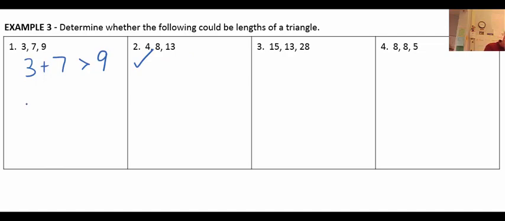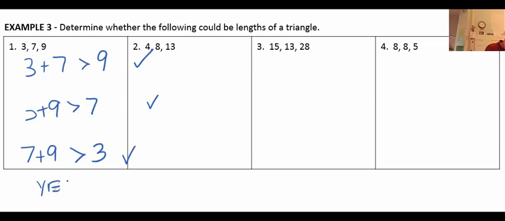Then we've got to do another combination. How about 3 and 9? Is that greater than 7? And that would be a yes there as well. So now we need to do the final combination of 7 and 9. Is that greater than 3? Well, of course it is. Both numbers by themselves are greater than 3, so that's a check. So since all three combinations work out, our final answer is yes, we have a triangle.